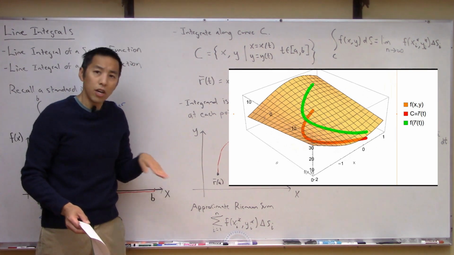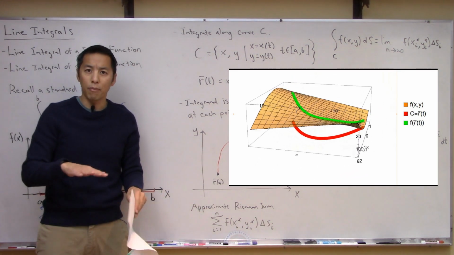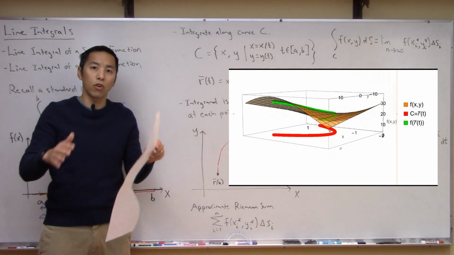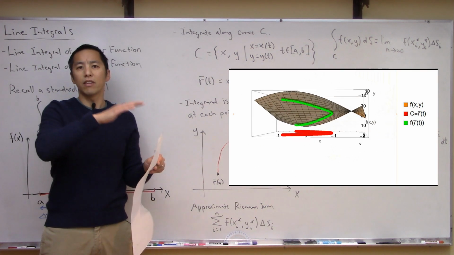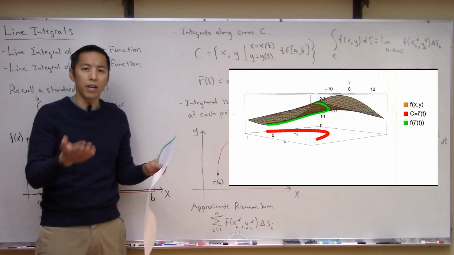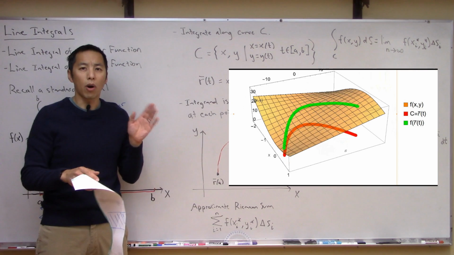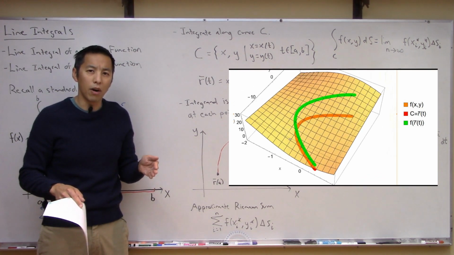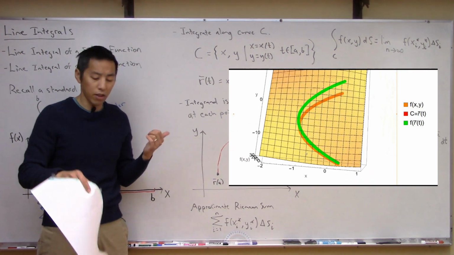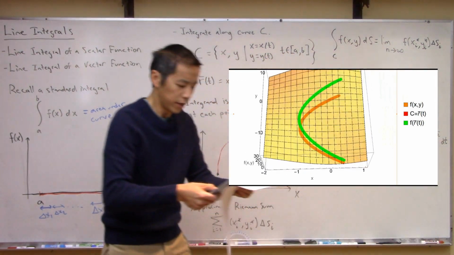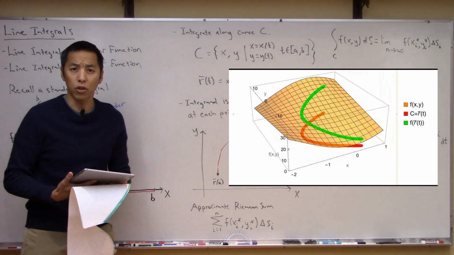So the red curve at the bottom in the xy plane, that's the curve C. And as you can see, this orange surface on top of it is the entire function defined over the xy plane, but we're only interested in the part of that surface which is directly above the red curve C. In this case, I think I've drawn this in green. Let me just make sure I got the color correct. Yeah, that's the green curve you see.